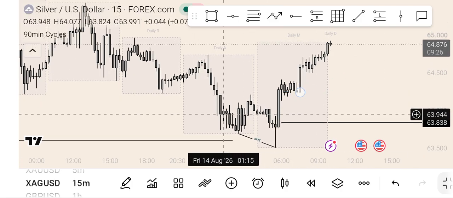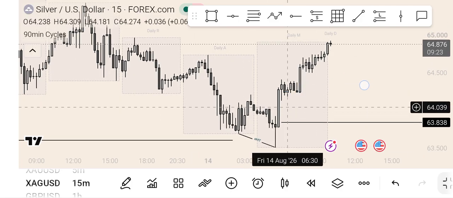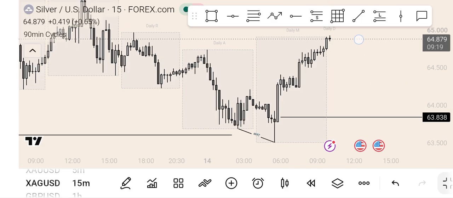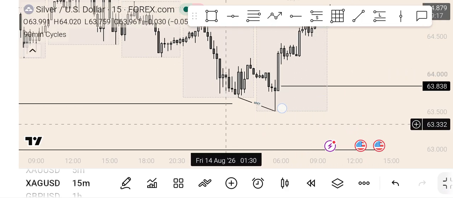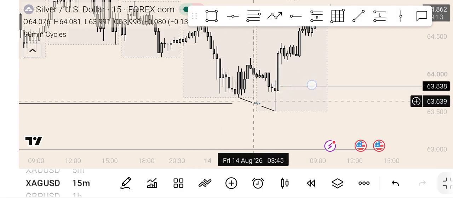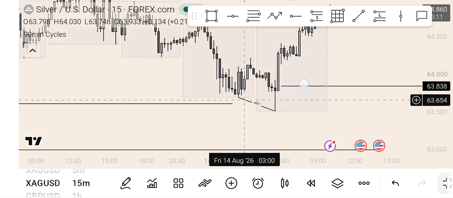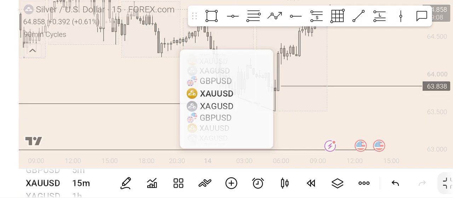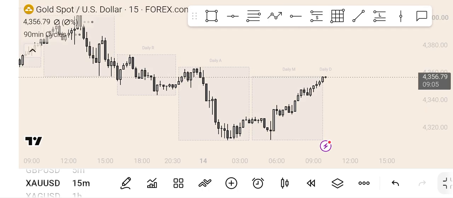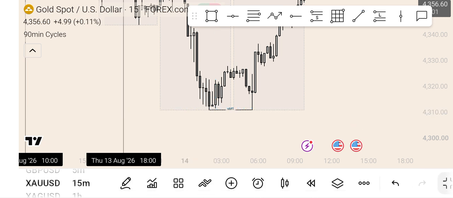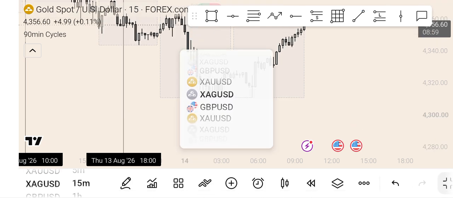So now this is daily A, this is daily M, right? Okay, now the next session is about to kick in. This is the daily D. So you can see that we have a micro SMT after collecting this major liquidity. Micro SMT. And so if I say micro intraday SMT, price collected this low on this contract, while on gold, price did not collect it, right? Yeah, you saw this on gold. Cool.